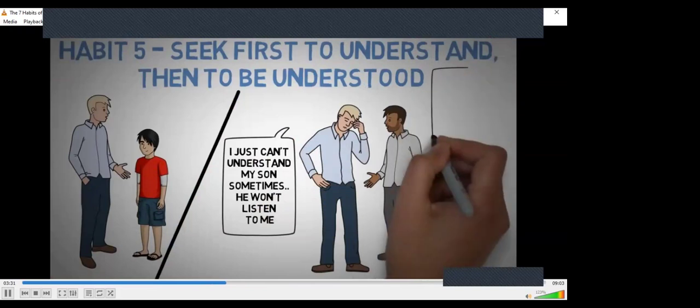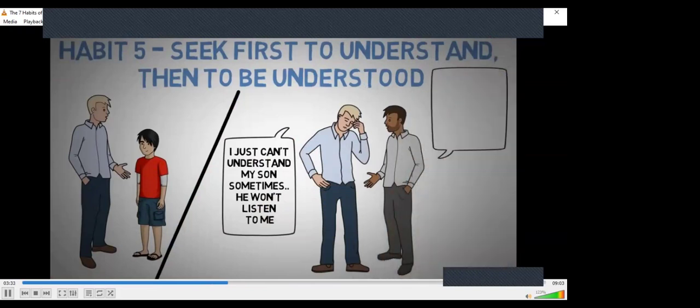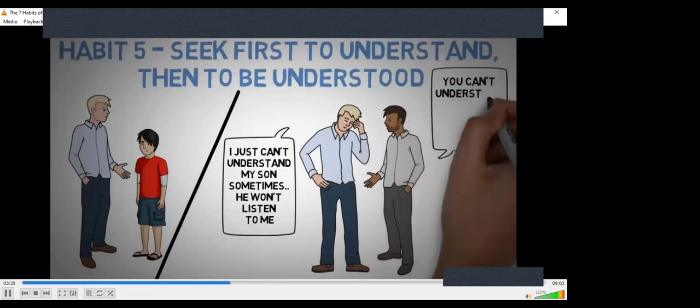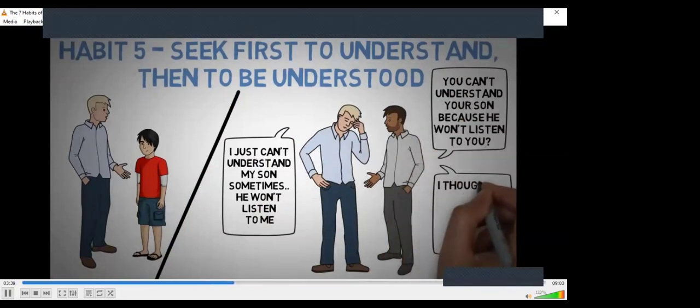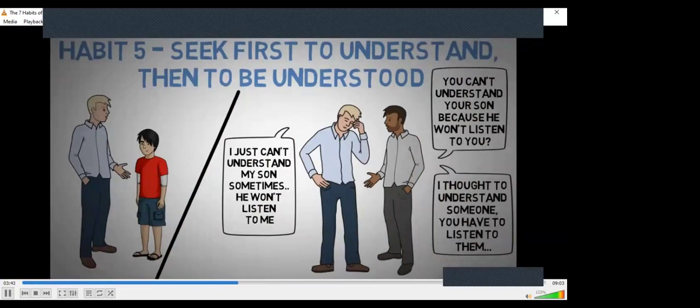He won't listen to me. The friend says, hold on a second. Let me get this straight. You can't understand your son because he won't listen to you. I thought that to understand someone, you have to listen to them. That's a great point, isn't it? For us to understand someone, we have to listen to them, not the other way around.